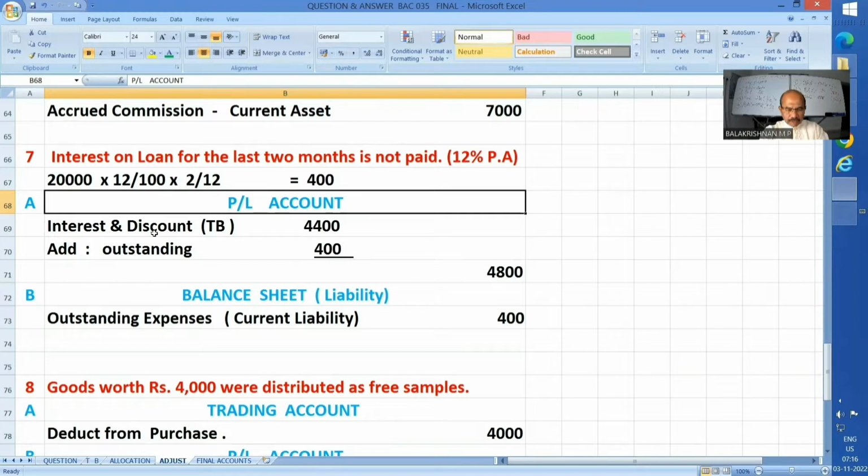So the given figure is interest and discount. They are clubbed together, showing it under one account head. Interest and discount, anyway, 4,400 rupees. And we find that 400 is still to be paid by us towards interest. Add it. And this 4,800 will be the expenditure for the current year. And since I am liable to somebody, show it in the balance sheet under liability. It's an outstanding expense, current liability, the outstanding part of 400 rupees. Okay. And next one.